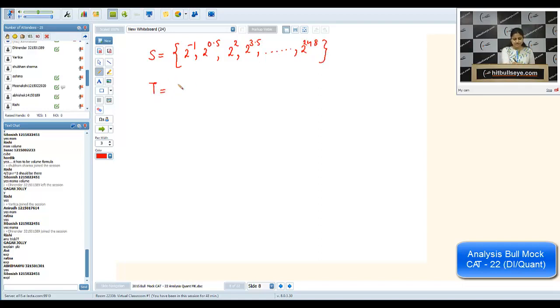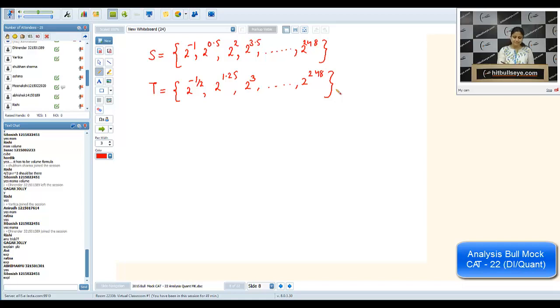There is one more set T, and the powers are given as 2 raised to power minus half. Then 2 raised to power 1.25. Then 2 cube. And so on up to 2 raised to power 248. What is the question asked? What is the sum of all the terms in S intersection T? It means we are looking for the common terms.